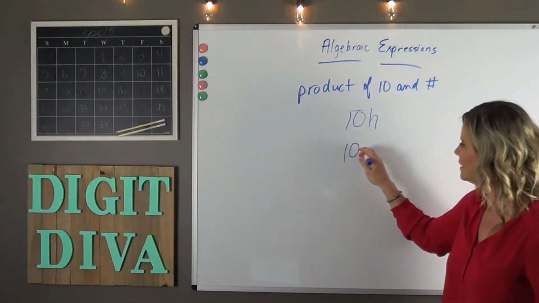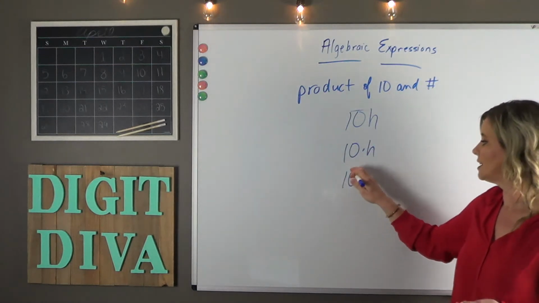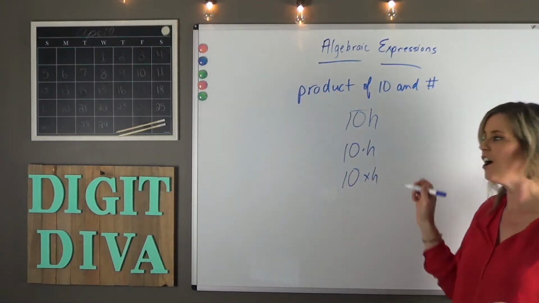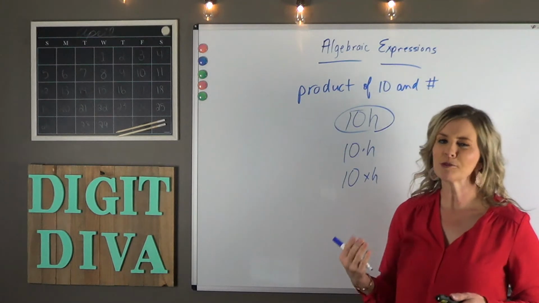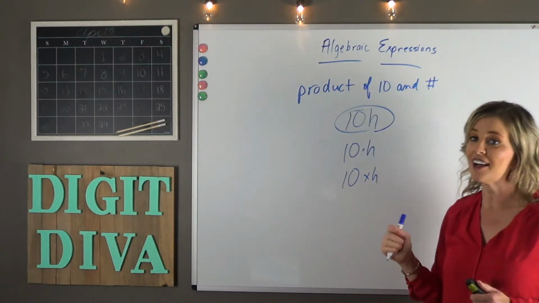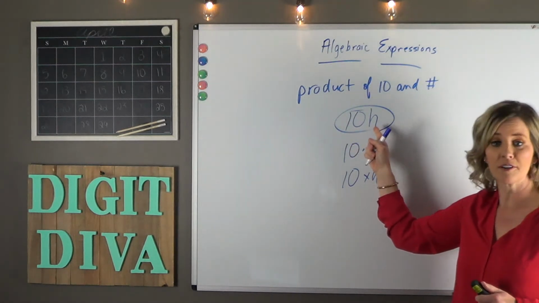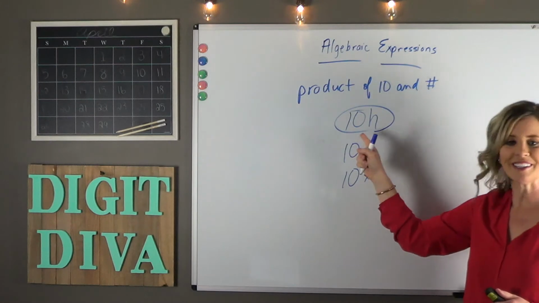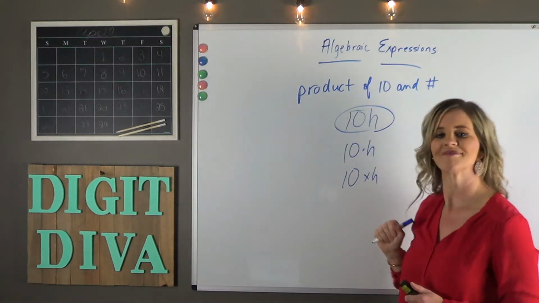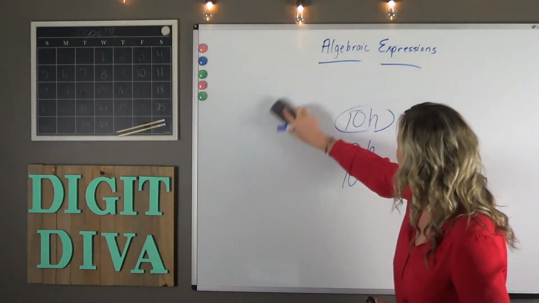I could have the 10 dot H. I could have the 10 times H, okay? All 3 are correct, but this one is the best, okay? Algebra students need to get in the habit of realizing that a number in front of a variable means to multiply. So the product of 10 and a number would be 10 times H. Okay, so I hope you're following along.